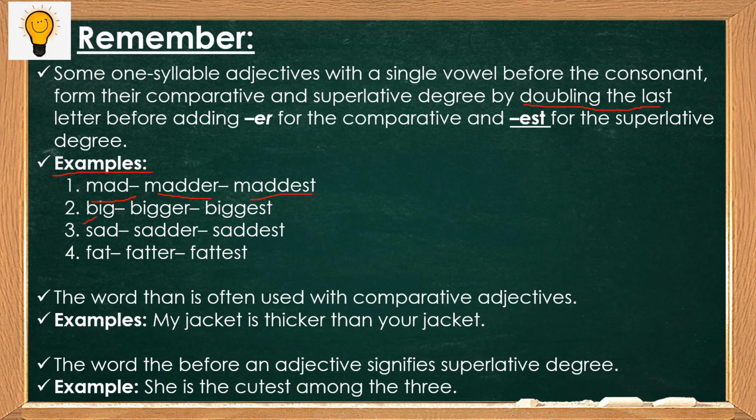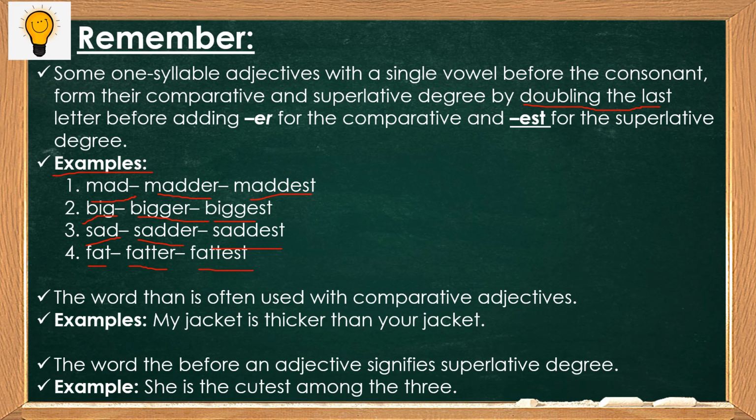So the next example is big, bigger, and then biggest. Sad, sadder, and saddest. And for the last one, we have the word fat under the positive degree, fatter for the comparative degree, and fattest for the superlative degree.